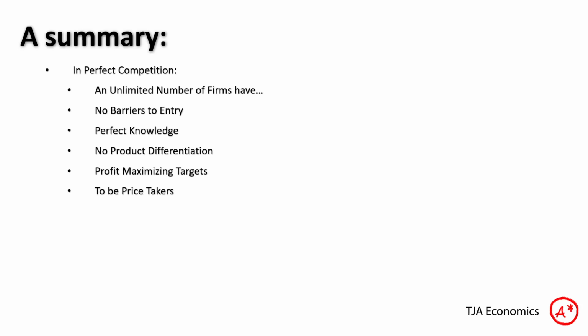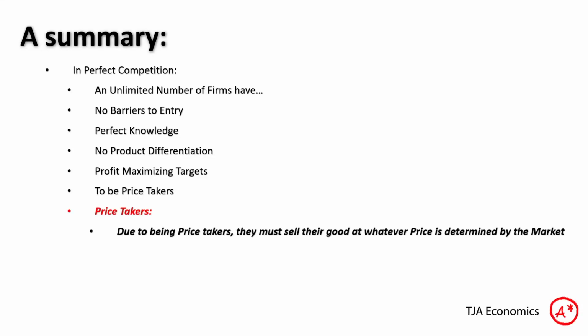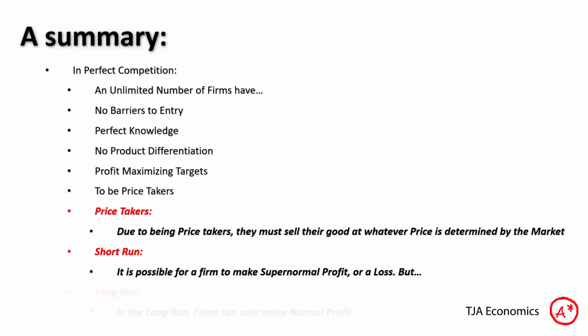So a summary. In perfect competition, an unlimited number of firms have no barriers to entry, perfect knowledge, no product differentiation, profit maximizing targets, and are price takers. Due to being price takers, they must sell their good at whatever price is determined by the market. In the short run, it's possible for a firm to make supernormal profit or loss, but in the long run, firms can only make normal profit.